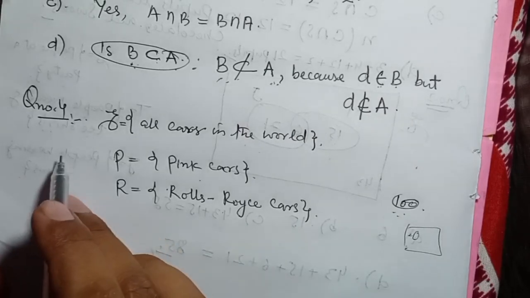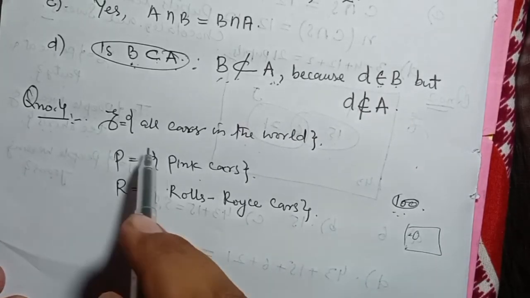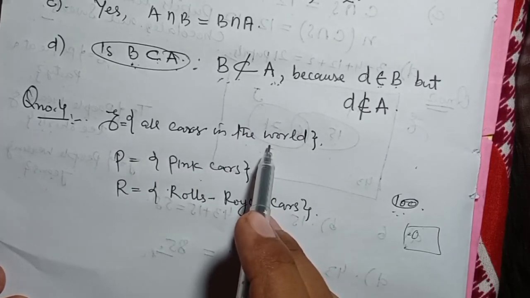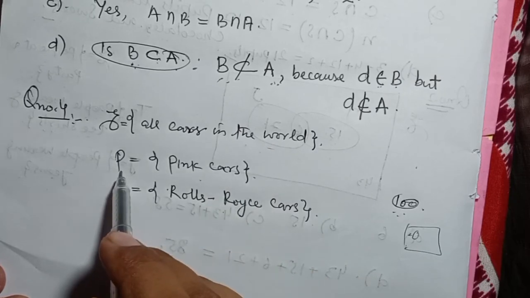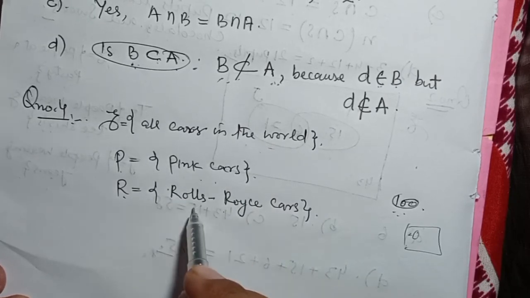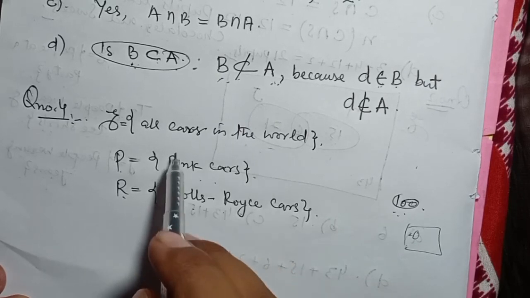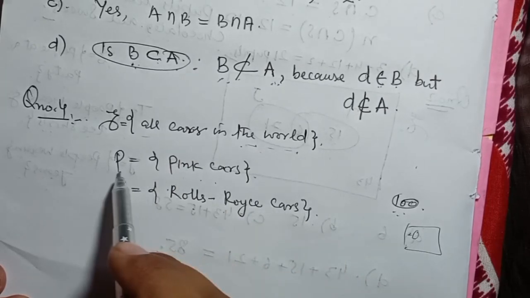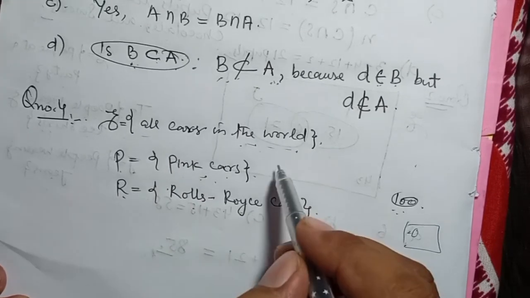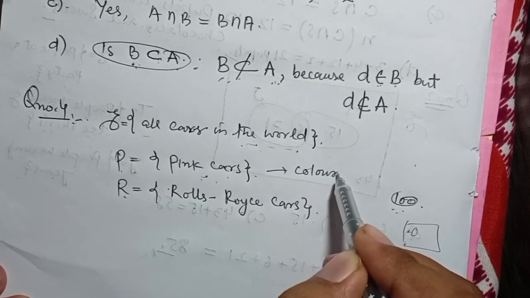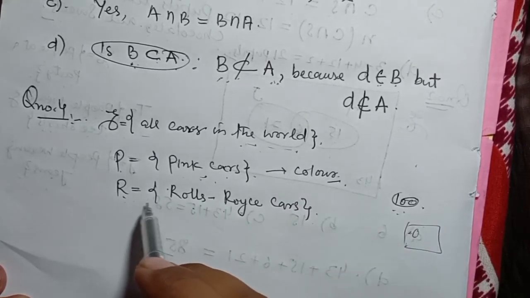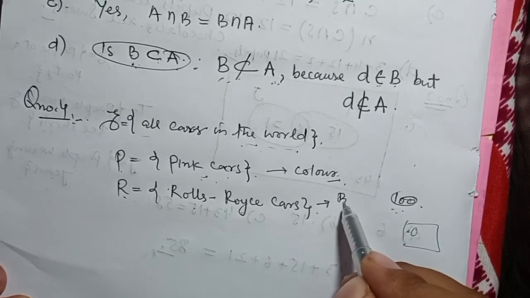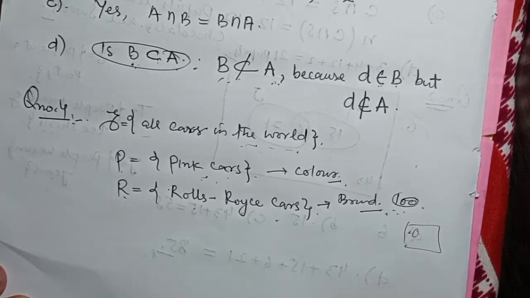Now see question number 4. In question number 4 we have the universal set, which is all cars in the world. You can see it in the textbook also. P is pink cars and R is Rolls Royce cars. You can understand this universal set is all cars in the world. P is only the pink cars. This represents only the color. R is Rolls Royce cars. This is a brand.